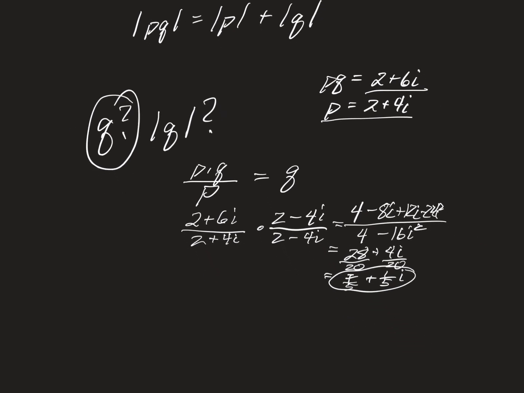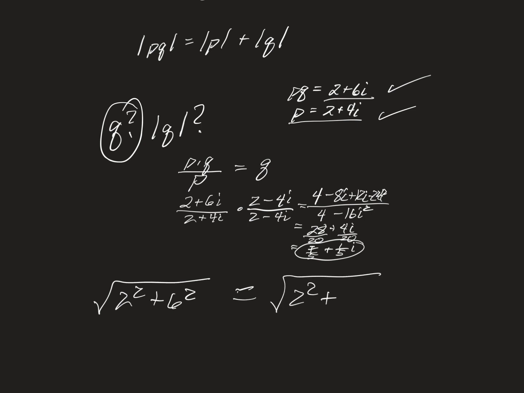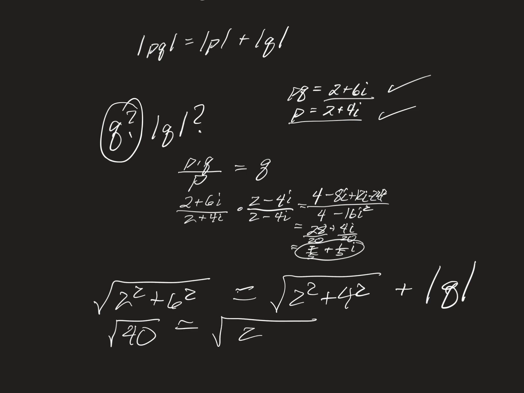Now, the other thing they say, well, what's the modulus of Q? Well, since we know PQ and P, we could say, well, the modulus of PQ is the square root of 2 squared plus 6 squared. The modulus of P is the square root of 2 squared plus 4 squared. And then we do not know the modulus of Q. So that's our variable. And so we'd work this out. This is 4 plus 36, or the square root of 40, is equal to the square root of 4 plus 16, square root of 20, times the modulus of Q.